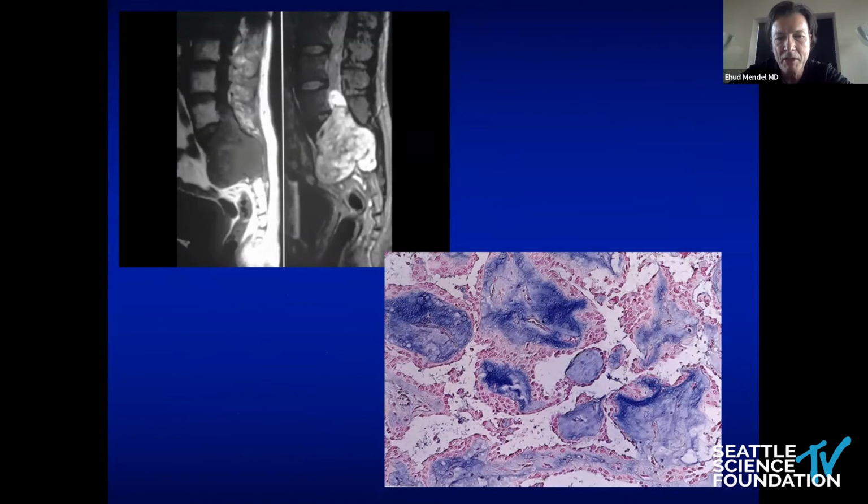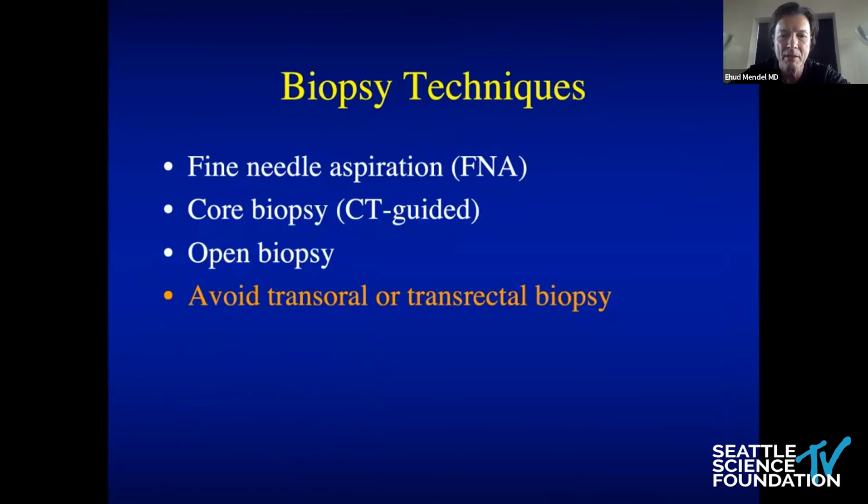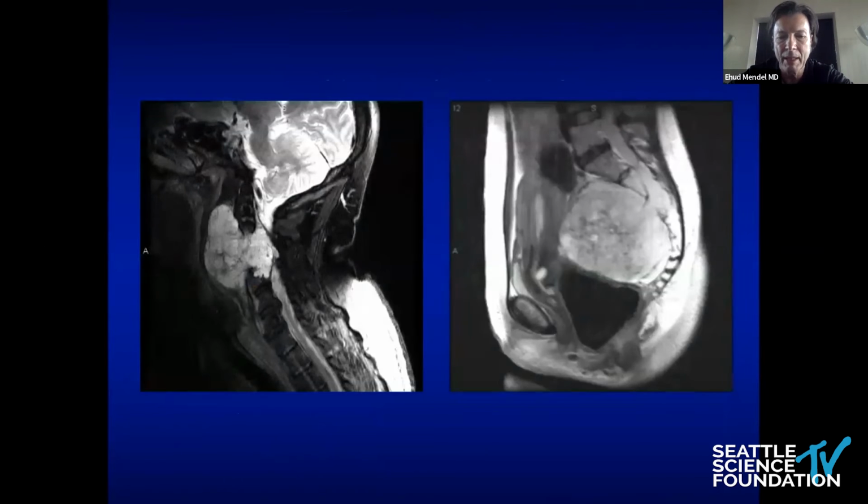This is a case on a patient who was diagnosed with presumed chondrosarcoma, who was scheduled to have an en-bloc sacrectomy, but a biopsy revealed that this was actually a very large ependymoma that does not require a sacrectomy. So clearly, sometimes one thing looks like one thing, and a biopsy shows that it's completely something else. So the biopsy is very critical. Just make sure to avoid the transoral or the transrectal biopsies.